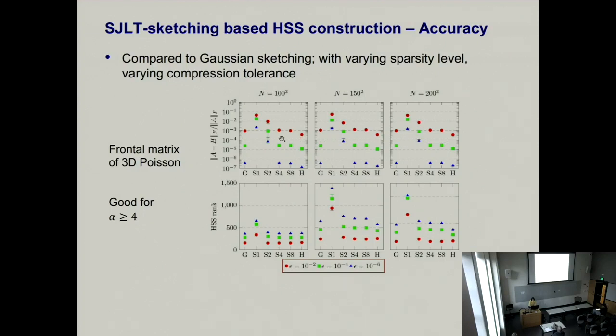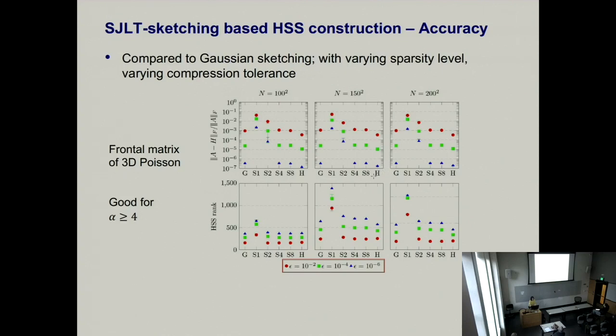Each one is a different size of the matrix, coming from the frontal matrix of the 3D Poisson equation. The red one is epsilon 10 to the minus 2, and the green one and the black one are 10 to the minus 6. For each picture, I have Gaussian sketching in the first column, then S1, which means alpha is 1, and then S8, alpha is 8. You can see that even by alpha equal to 4, the error is pretty much stable. You don't need to pick larger than 8, you don't get more benefit anymore. So this is really good news.